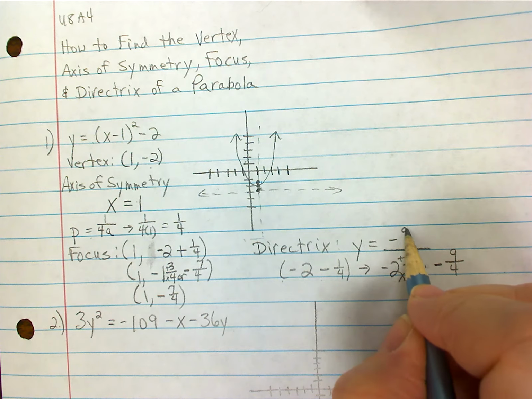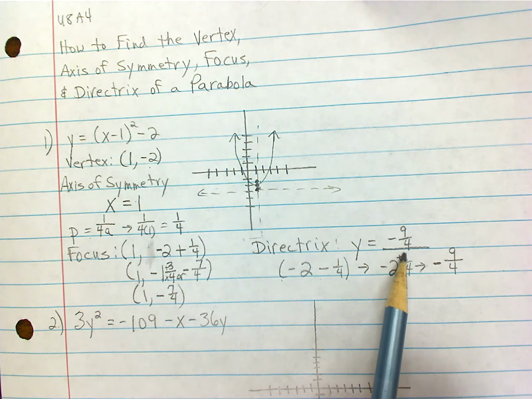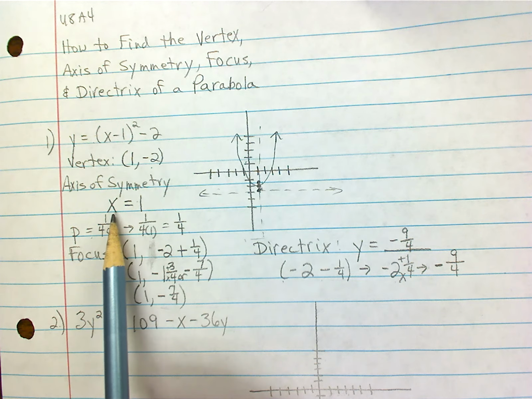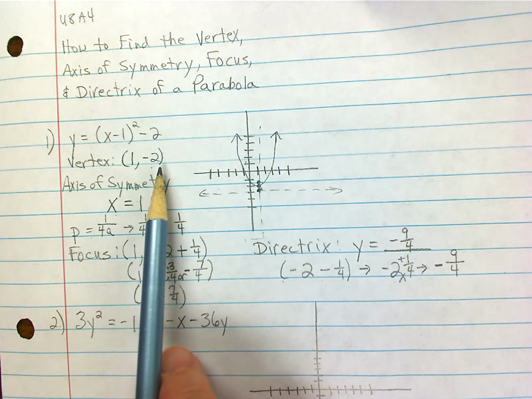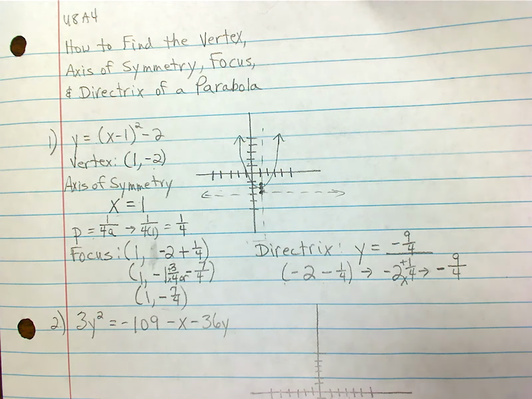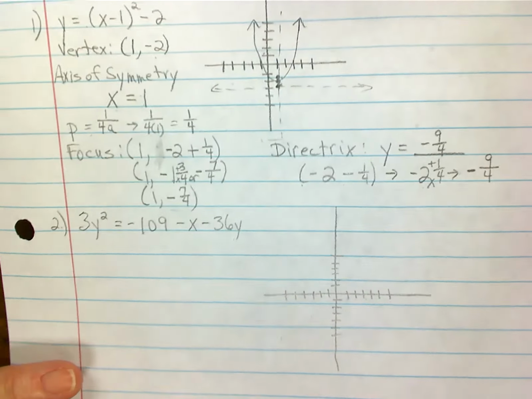So negative 9/4. So there's your directrix. It's an equation. Your focus is a coordinate. Your axis of symmetry is an equation. And your vertex is a coordinate. Okay, and that one's pretty easy, I hope. I know that's a lot of work, but that's Algebra 2. It has a lot of work sometimes.